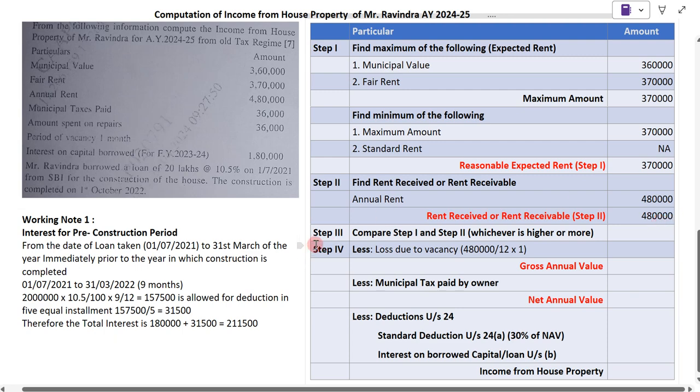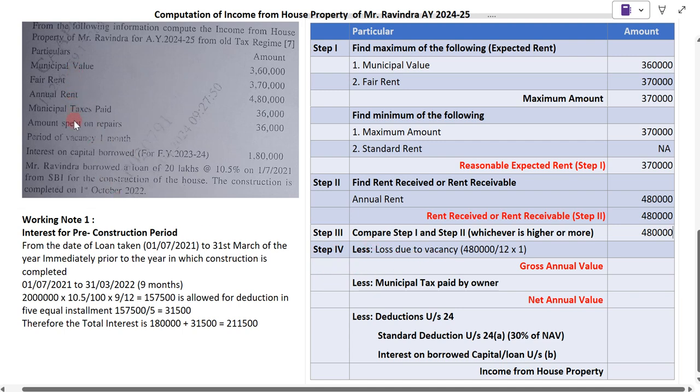Now step number 3. Compare step 1 and step 2, whichever is higher. Step 1 amount is 3,70,000 and step 2 amount is 4,80,000. So which is greater? Step number 2, that is 4,80,000. So we will take 4,80,000. Now from this 4,80,000 we have to deduct the loss due to vacancy. That is our step number 4. So less loss due to vacancy.